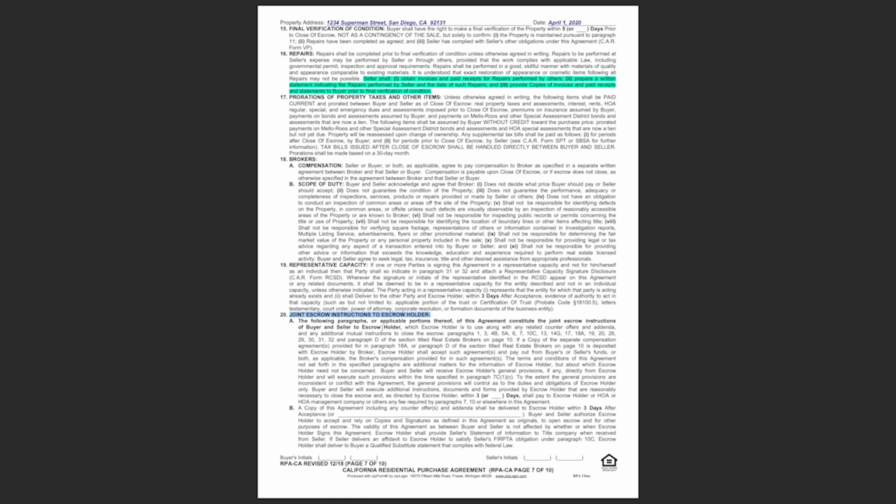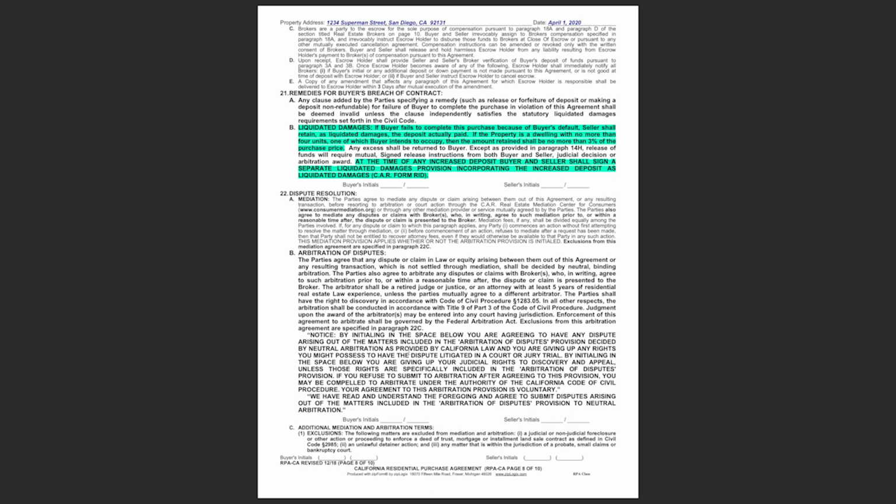Okay, now we're moving on, and we are on page 8 of 10 of your purchase agreement, and we're going to be talking about the remedies for a breach of contract. What we're going to be talking about first is liquidated damages. So what does liquidated damages equal? It equals the amount no more than 3% of the purchase price, or it equals the deposit actually paid. So if your deposit was only 1%, well, then your liquidated damages would only equal that 1%.